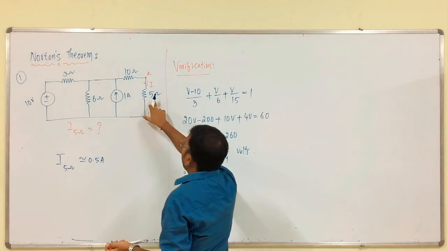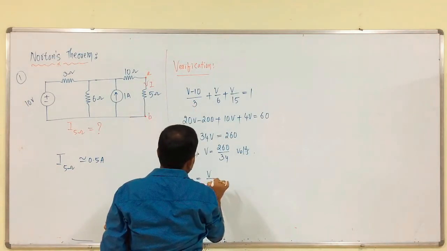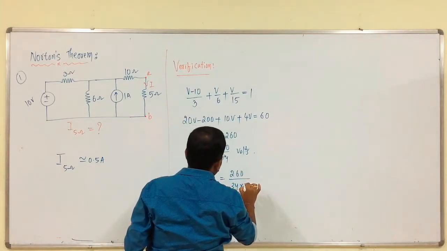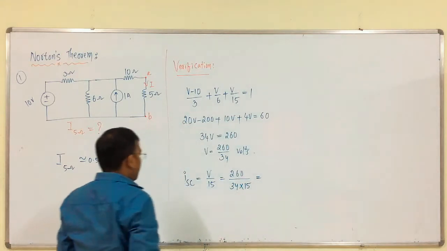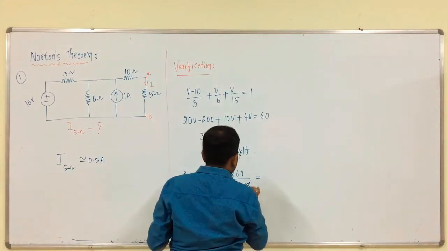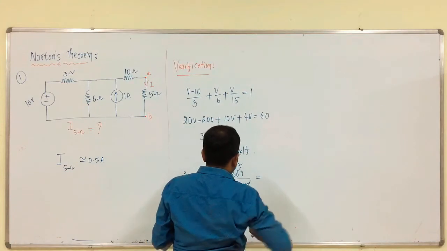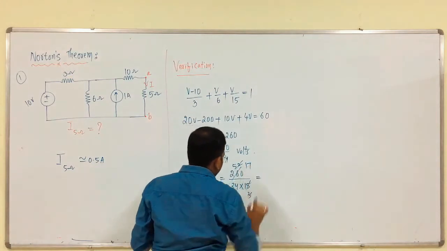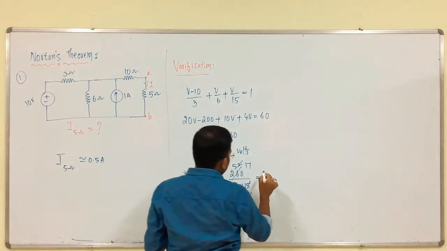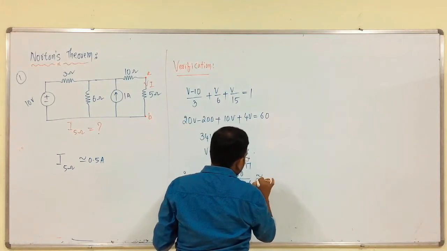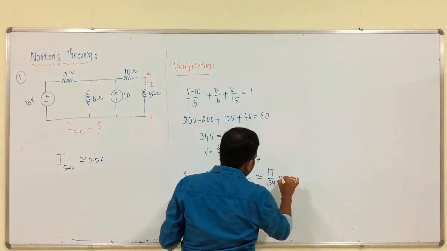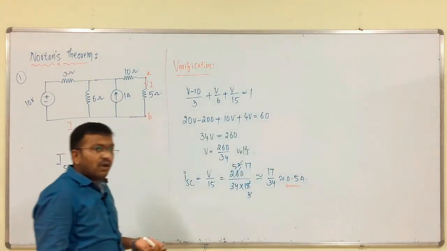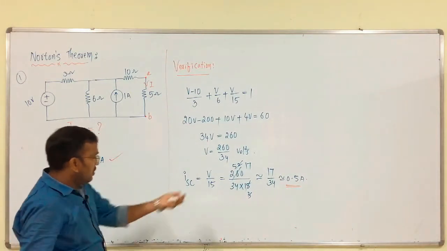So, from this, what is IS? This is the current, right? We have to calculate this current, that is V by 15, 260 by 34 into 15. What is the value of this? I3 is approximately 17, right? Therefore, approximately it is 17 by 34, that is 0.5 amperes. See, we are having the same value of current, 0.5, that is it.